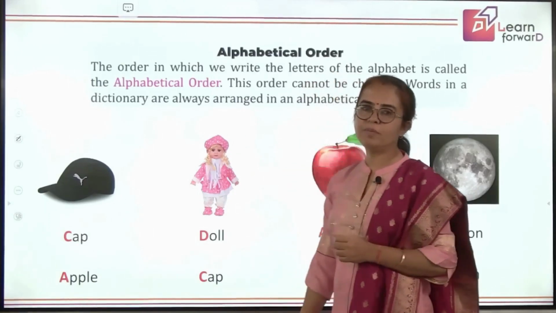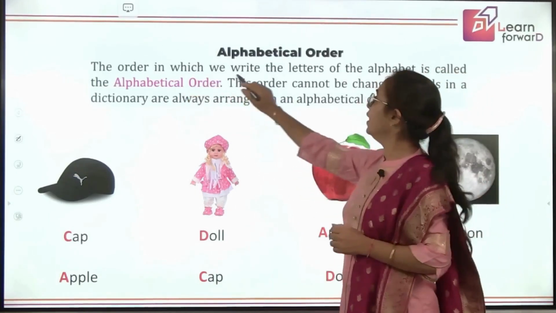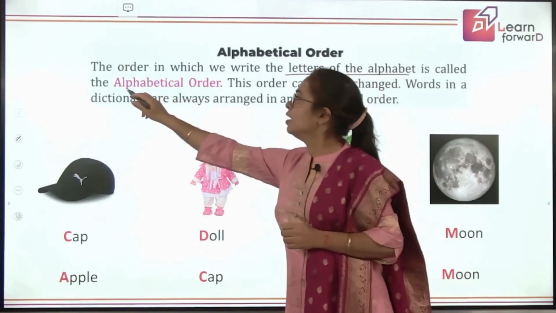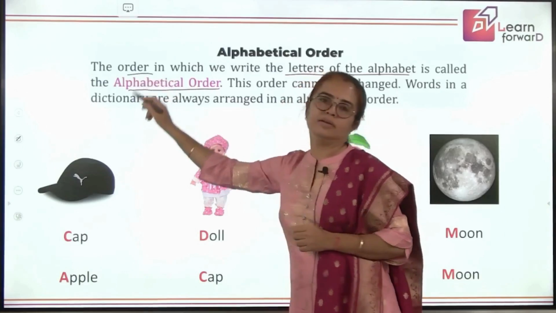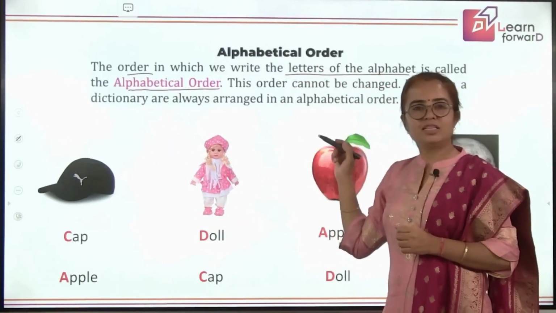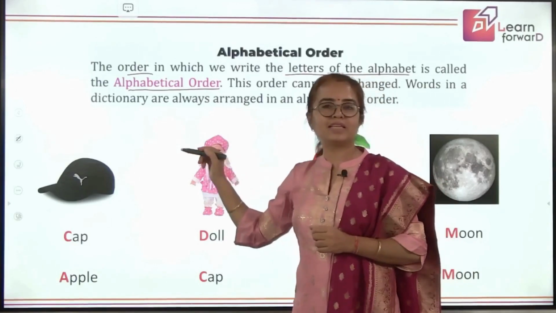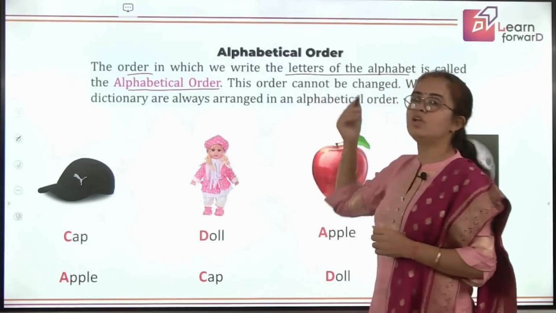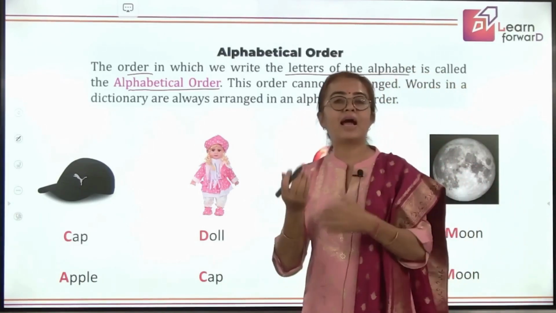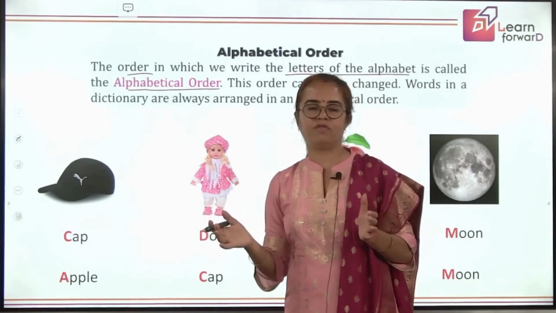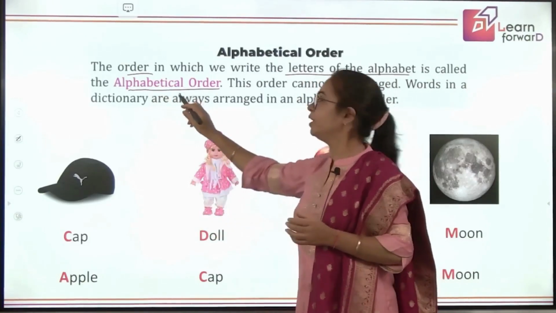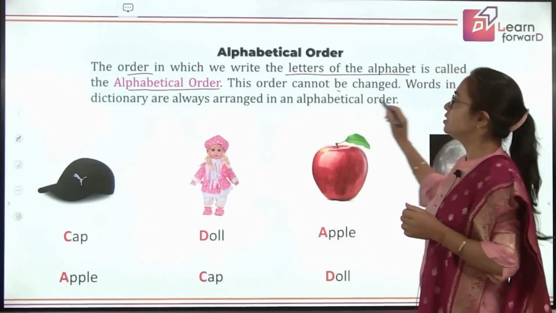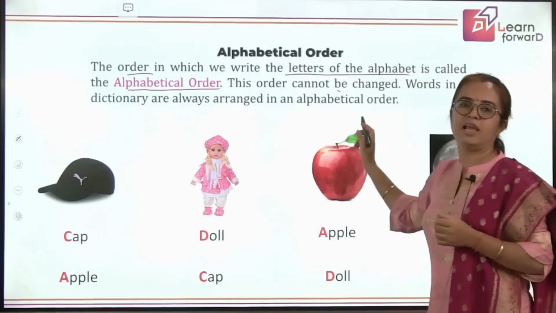So what is alphabetical order? The order in which we write the letters of the alphabet is called the alphabetical order. The order that we have just checked, A, B, C, D, the rhyme I sang for you, that is the alphabetical order. And whenever we put something in that particular order, that same order of the alphabet, we say that is the alphabetical order. And remember, it cannot be changed. Words in a dictionary are always arranged in an alphabetical order.